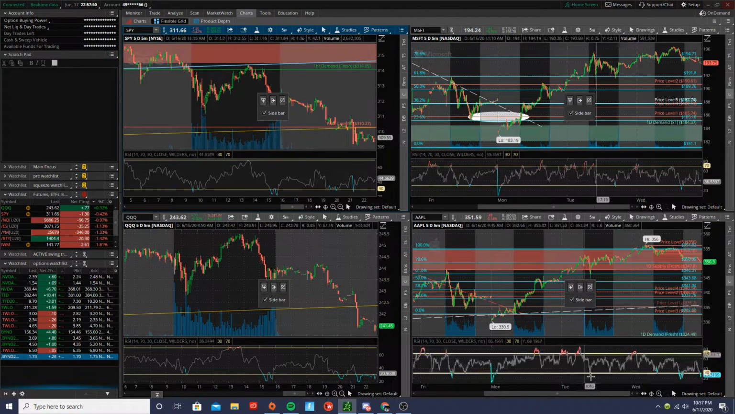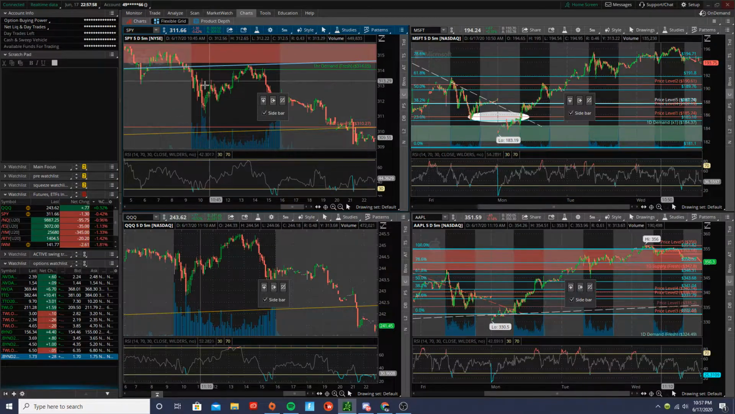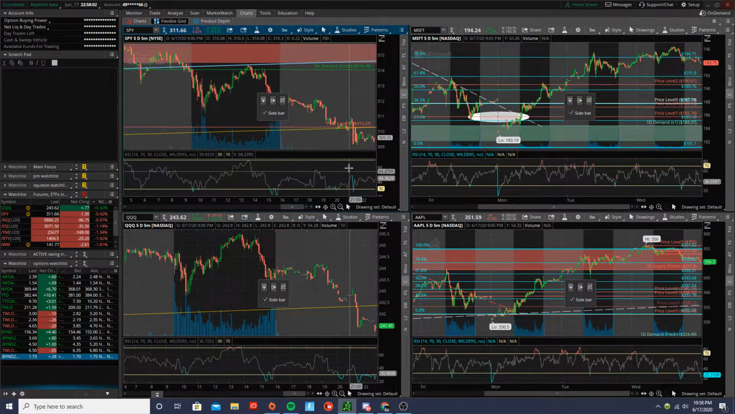So, and I have RSI in each one of these charts. I preferably, like I said, I don't take trades off this chart. I look at the RSI just to give me an idea short term if the stock is overbought or oversold, but I'll never base a trade off of RSI.